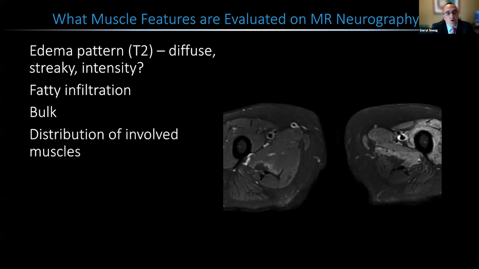Look at the overall bulk, and for that, it's helpful to compare it to the contralateral side. And what is the distribution of the involved muscles? Do the muscles that are involved fall within a single nerve distribution, or do they suggest a more proximal lesion, maybe at the level of the lumbosacral or brachial plexus? Okay, so let's move on to the more enjoyable, hopefully, part of this talk, the cases.